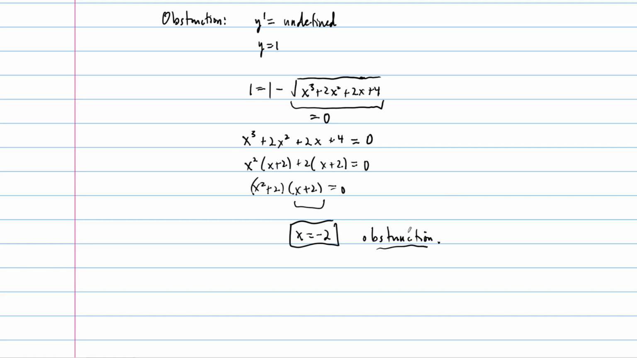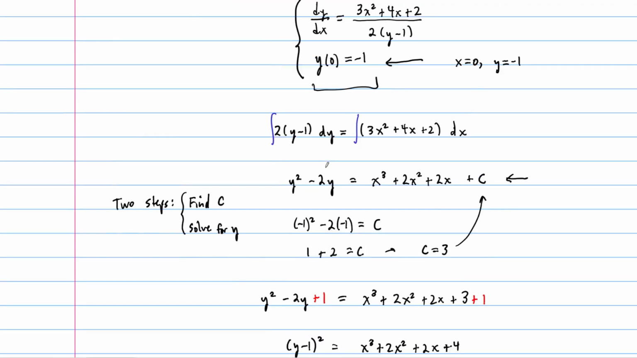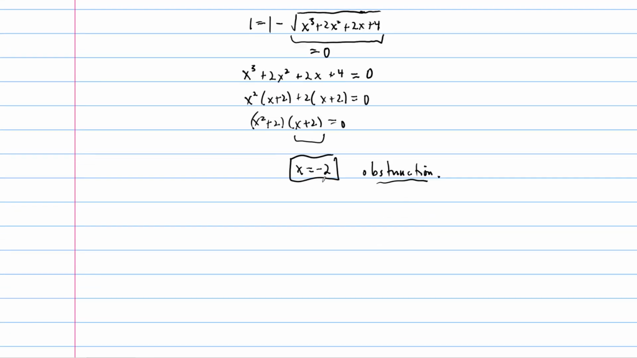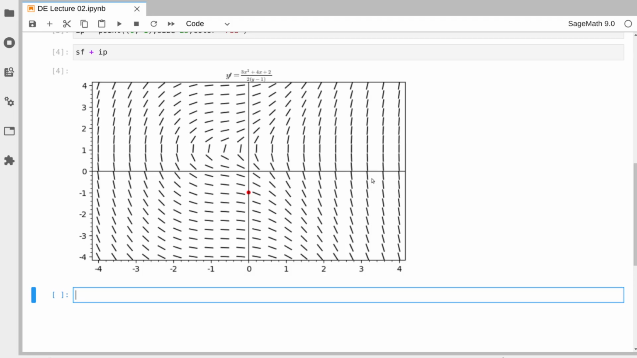And so our domain has to include the initial point, so it has to include 0. And the obstruction is that x can't equal negative 2. So analytically, the domain of our solution should be from negative 2 to infinity. Let's plot our curve and see what it looks like back in Sage. We used the slope field to help us get this, but ultimately we just did a little algebra.